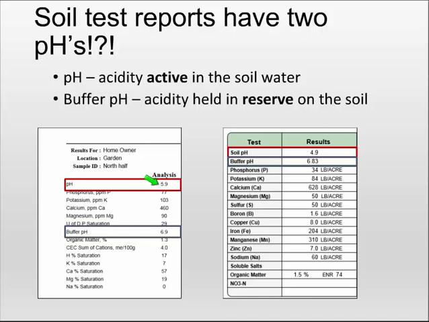The buffer pH is one that tells us how much additional acidity can be held in reserve on the soil. Buffer pH is important for when we're making lime additions. It doesn't necessarily tell you how acidic the soil is. It tells you how much acid is held in reserve so that when we want to lime these soils, how much additional lime you'll have to add. So the first pH is very important in understanding what pH you want to be at for crop growth, for biology, for your pesticides. And the second one lets us know if you're going to lime to raise this pH, you might have to add more lime than you would think.